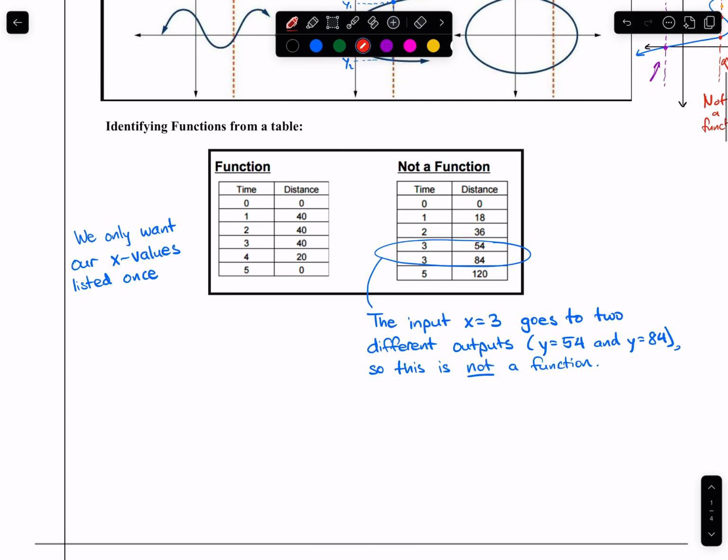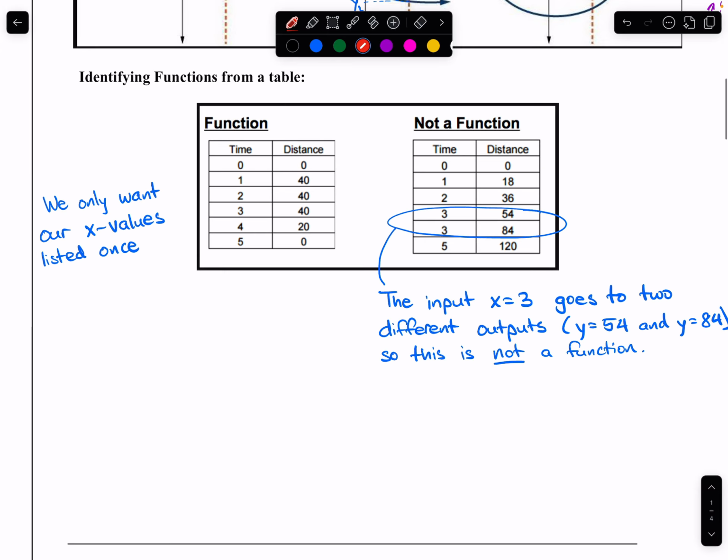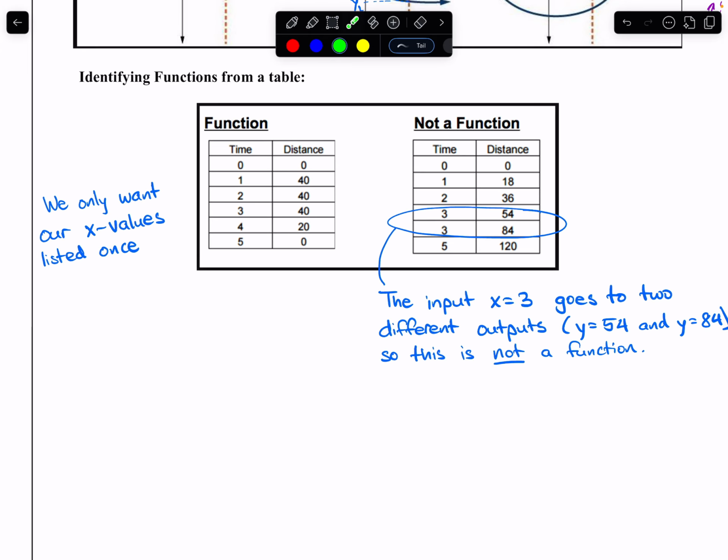All right, let's identify functions from a table now. Basically, we only want our x values to be listed once if you're given a table. So 0 is our input. It only maps to 0. It doesn't go anywhere else. 1 maps to 40. 2 maps to 40 also. That's allowed. You can have different inputs that map to the same output. But if I pick a specific input, like 3, it only goes to one output.